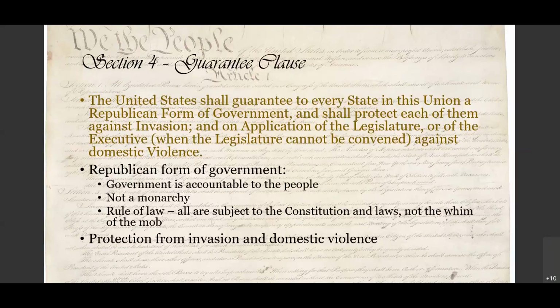They wanted to make sure that all states were protected equally against invasion, and if there's domestic violence, that they can ask the federal government to come and help restore order.